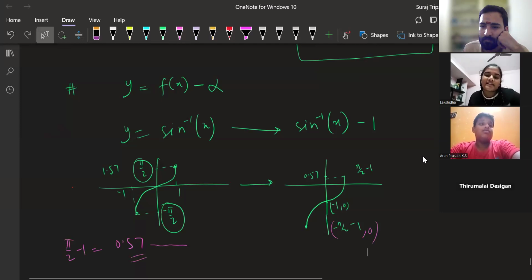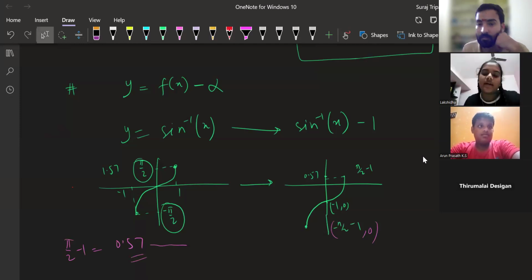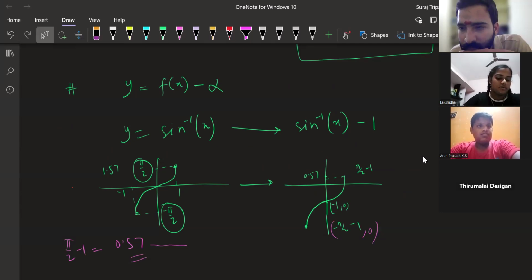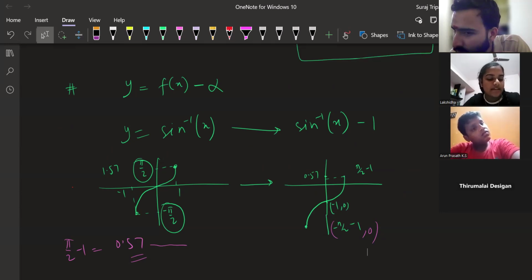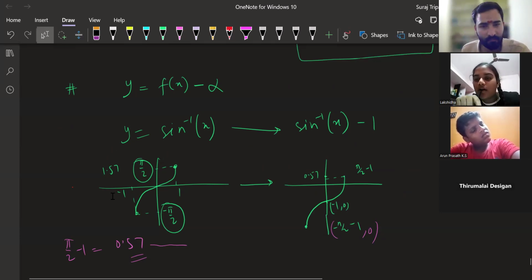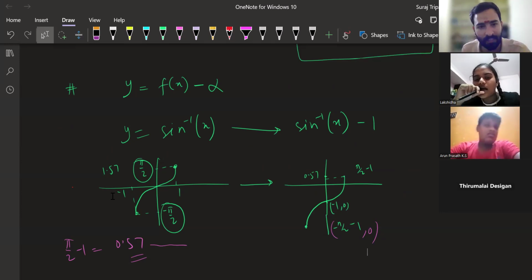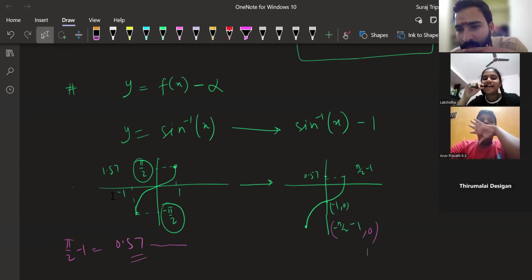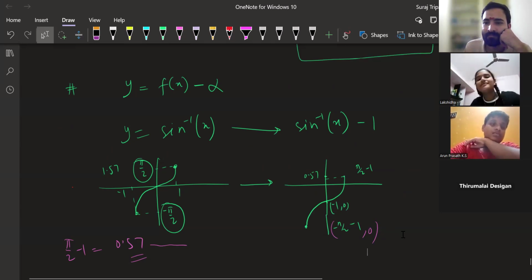Sir, doesn't it exceed the value of the range now, sir? Minus pi by 2, comma pi by 2. Yes, the graph that we have got, now these are the values on the y-axis, which means these are the values of the function. Minus pi by 2, pi by 2, these are the values of the function. Then I got it, sir.